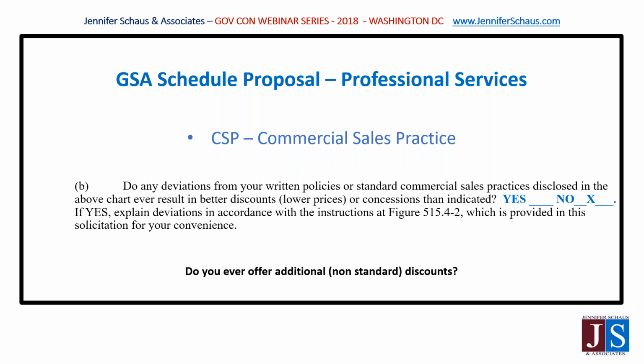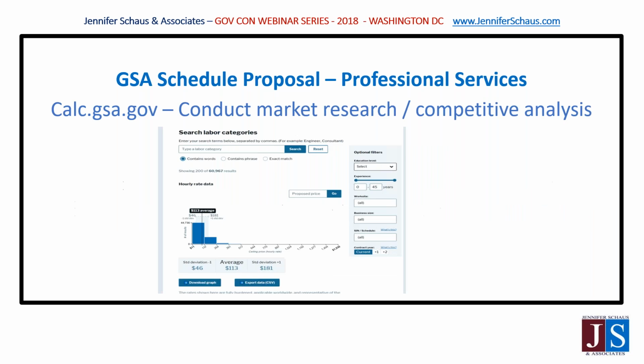The last piece of the CSP, again, this is that first litmus test that GSA does on your internal discounting policies, and they want to know if you're ever offering anything that's outside of your standard discounts. So maybe you gave a 15% discount one time to Coca-Cola just to have this flagship customer, or maybe you gave a one-time 8.3% discount to ABC Company because you had just started your business and you needed to have some revenue and get some traction. So this is where you would make those disclosures.